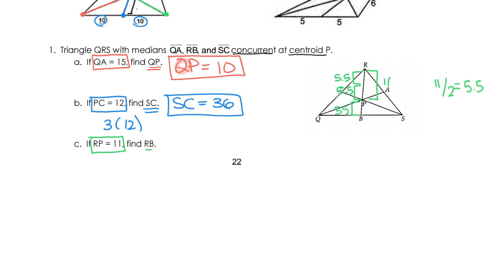Okay. And now they want us to find RB. So use my highlighter. Where's RB? R to B is the whole thing, and that's 3 5.5s. So if I go ahead and do 3 5.5s, I'm going to get the answer of 16.5. And so RB is equal to 16.5. And that's finished. All right.